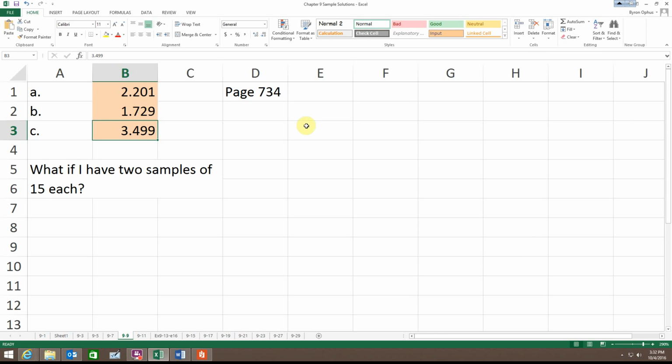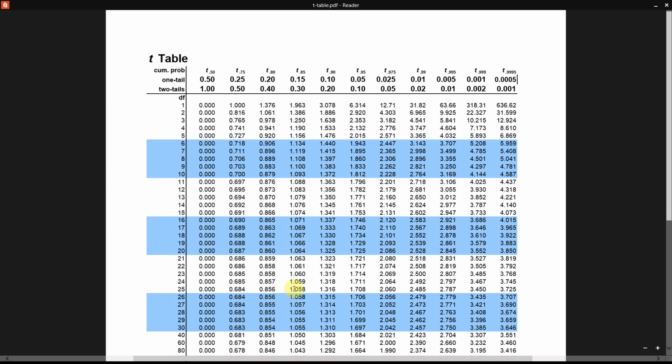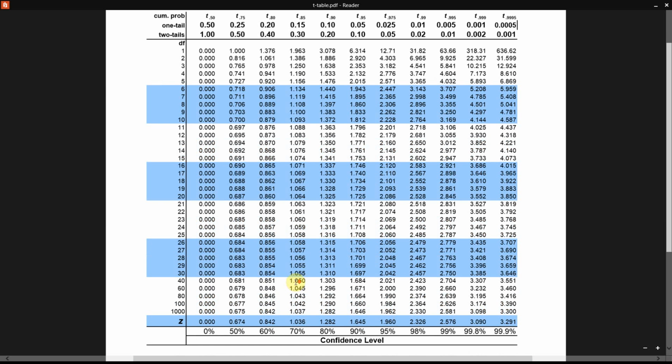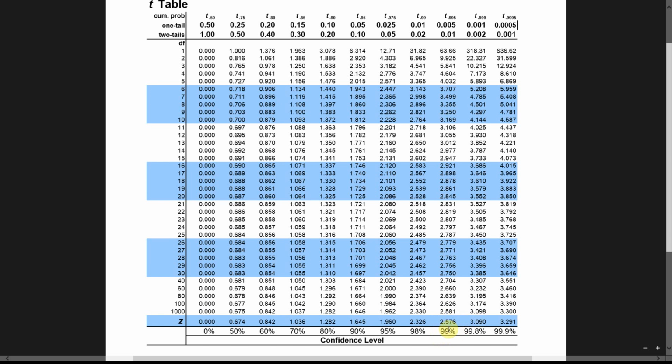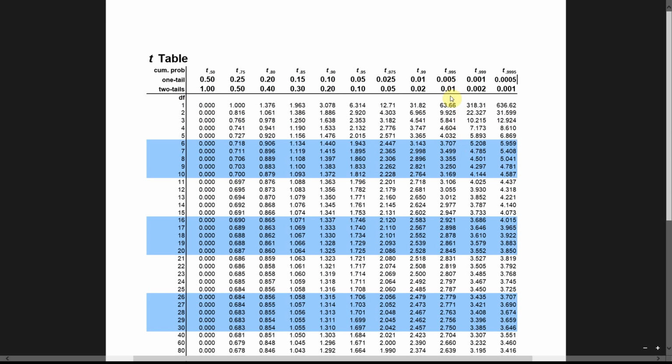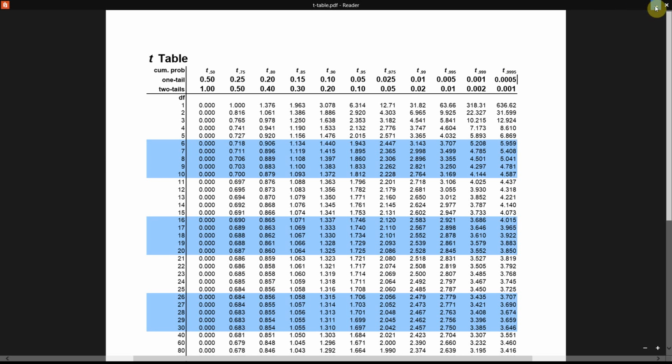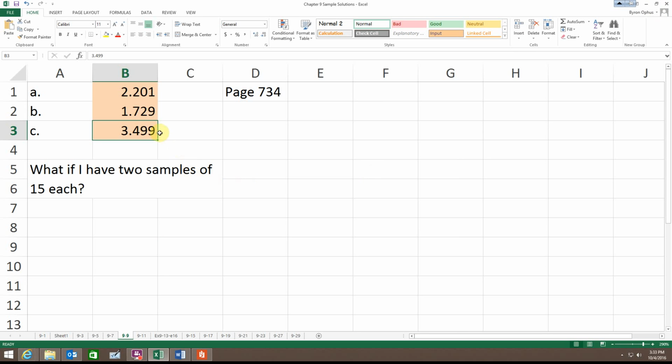So far I've gotten them right. That's good. The last one is the sample size is 8, so our degrees of freedom is 7, and our confidence level is 99%. By the way, in your books you'll see the confidence levels up on top, while in mine it's down here. So we're at 0.01, and 8 minus 1 is 7 for our degrees of freedom. So I'm at 3.499, which is going to be my t value.